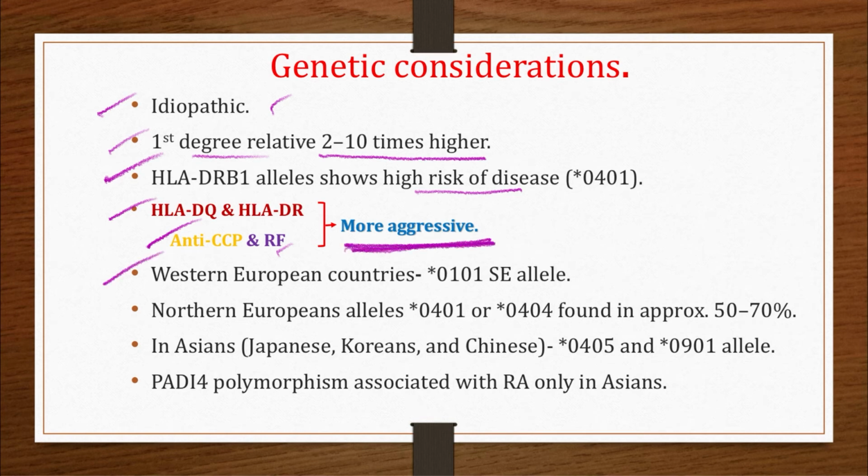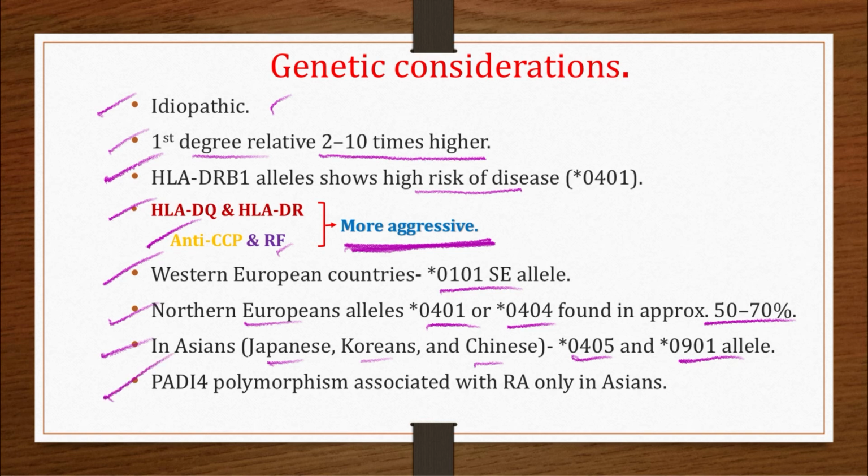In the Western European countries, allele 0101 SE puts them at high risk to develop rheumatoid arthritis. Also, alleles 0401 and 0404, which are present in approximately 50 to 70% of northern Europeans, put them at risk to develop RA. In Asians like Japanese, Koreans and Chinese, alleles 0405 and 0901 put them at risk to develop rheumatoid arthritis.